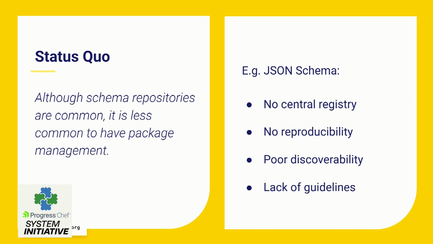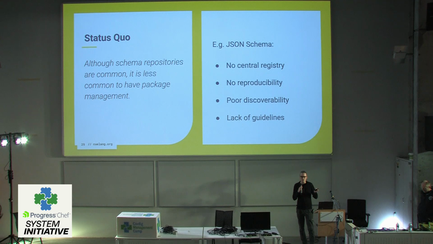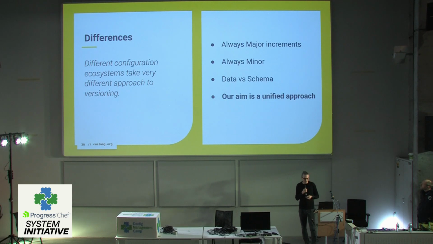So what is the status quo? If you, for example, look at JSON Schema, there are many repositories for JSON Schema, but they don't really have good guidelines for versioning. There's no dependency resolution, so it's not really a package manager per se. That basically means that there are no standards. It's all HTTP based, right? People can change the underlying schema. There's no guarantee. That results in very poor reproducibility. So that's one of the problems we want to solve.